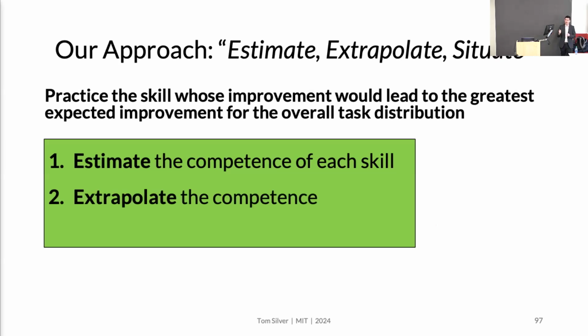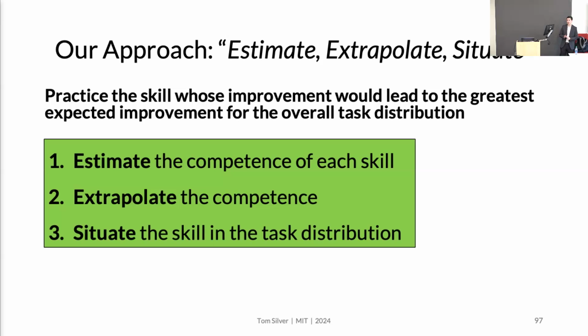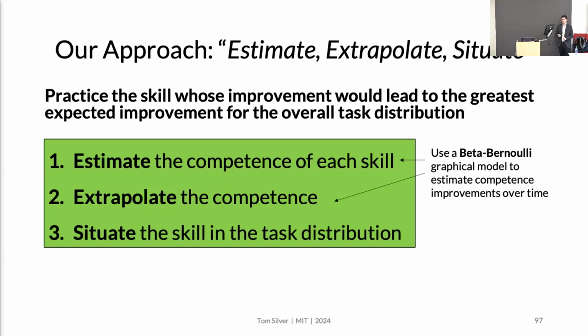This is where we say, I wonder if I practice this skill by this amount, how much better would I get at this skill through practice? And then finally, we situate the skill in the task distribution. What that means is we say, okay, if we did hypothetically practice this skill and get better by this predicted amount, then how much better at the overall task distribution do we expect to get?